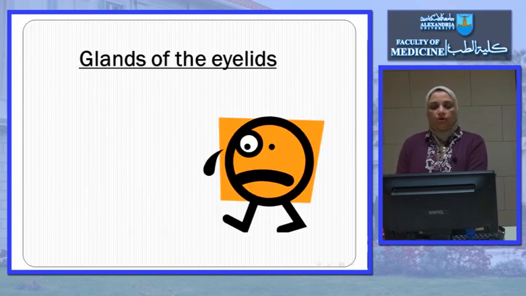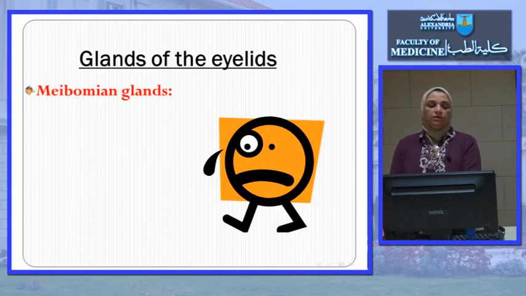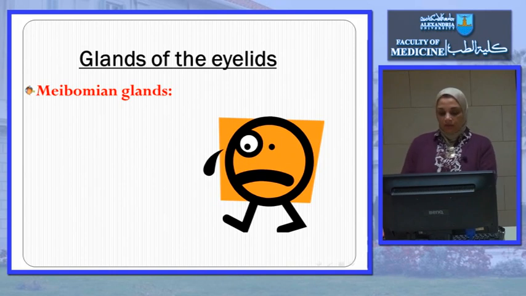Then what about the glands of the eyelids? We said meibomian glands in the eyelid, we discussed it.